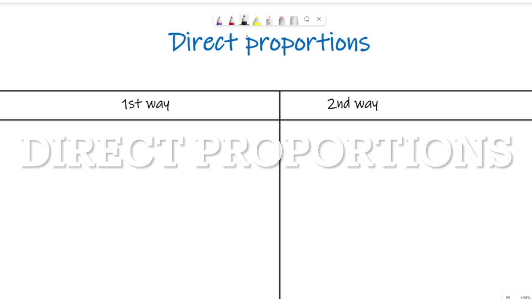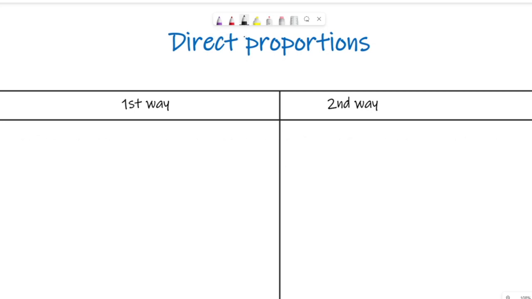So this video is about direct proportions. There are two different ways to figure out the missing value in direct proportions. But before we move on to the question, we should learn what direct proportions are. We have to understand. So let me give you an example.